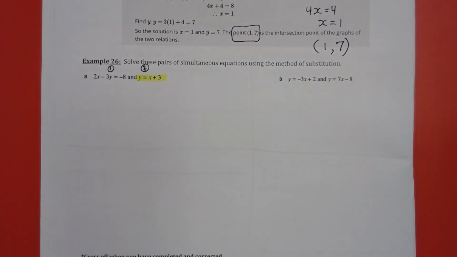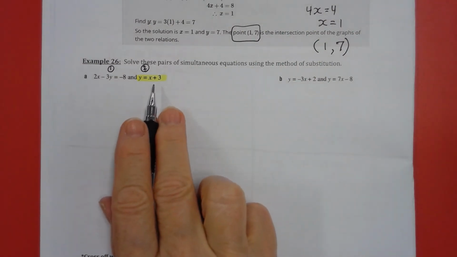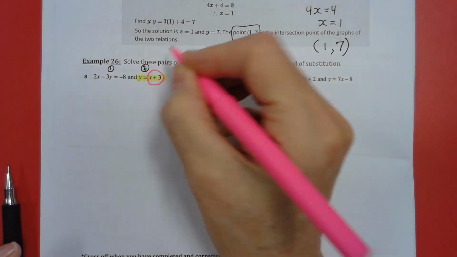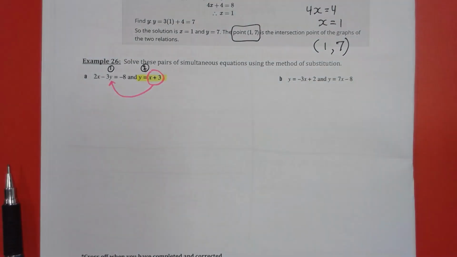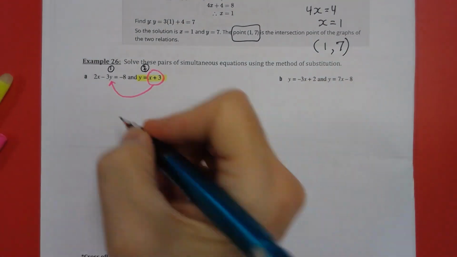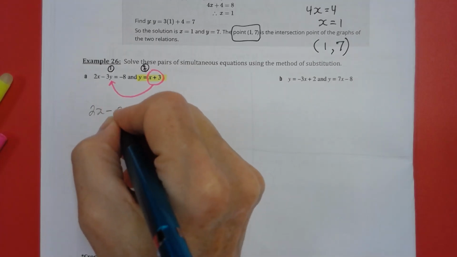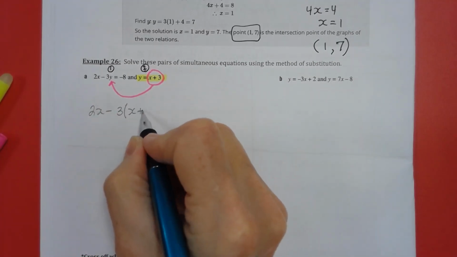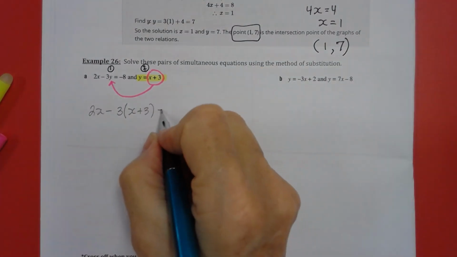So I go, okay, this is the one that has y by itself. I'm going to take this stuff right here, and I'm going to go into the other equation and put it into where the y is. Okay, now, so I go 2x, I write everything else down, 2x minus 3, and then I have to put this in brackets because I got that minus 3 out there. Before I didn't really have anything out, so I was okay.